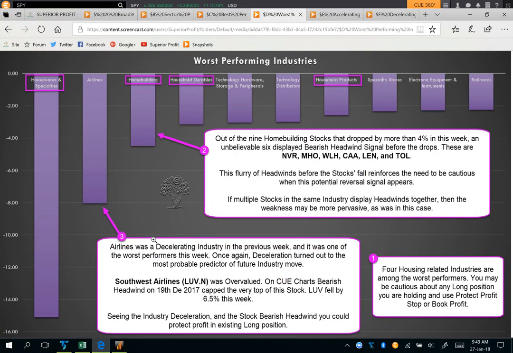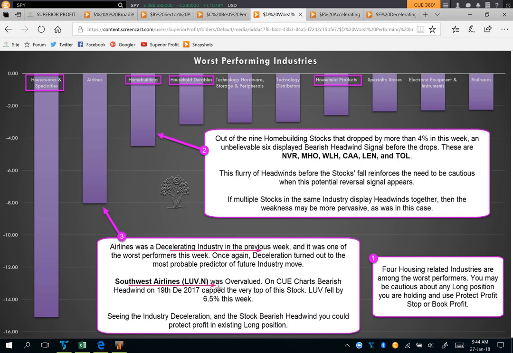Other than home building, another interesting industry that went down is airlines. Why is it interesting? Last week it was one of the decelerating industries. And we keep on seeing that a decelerating industry of 1 week often ends up being the worst performer in subsequent weeks. That happened again in airlines.